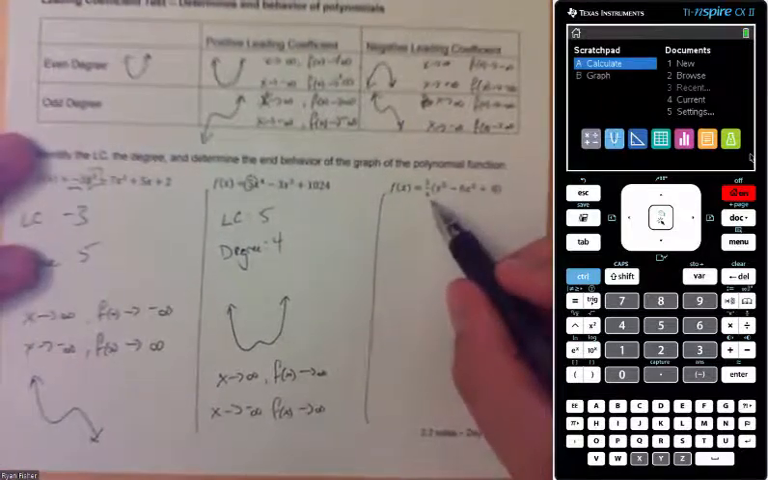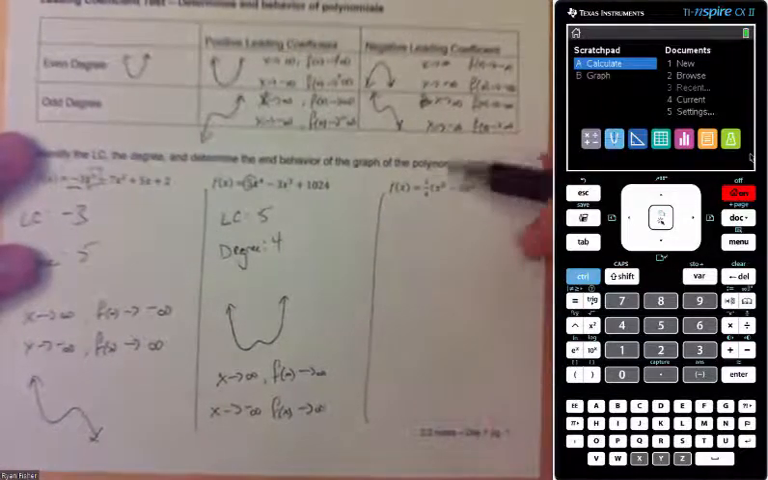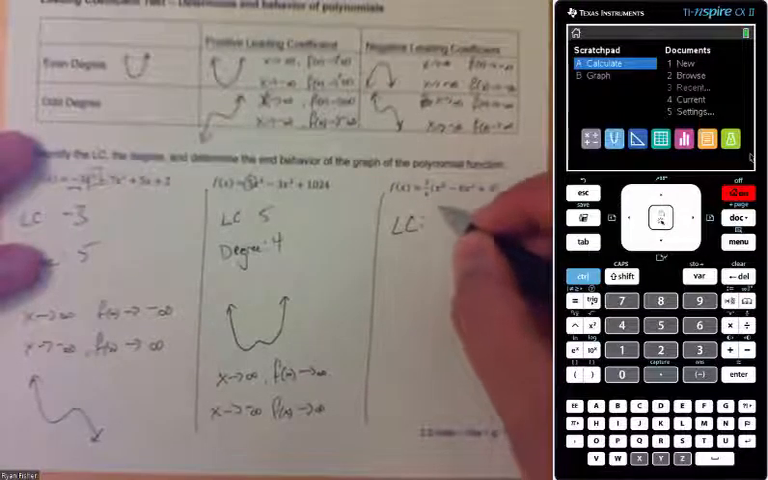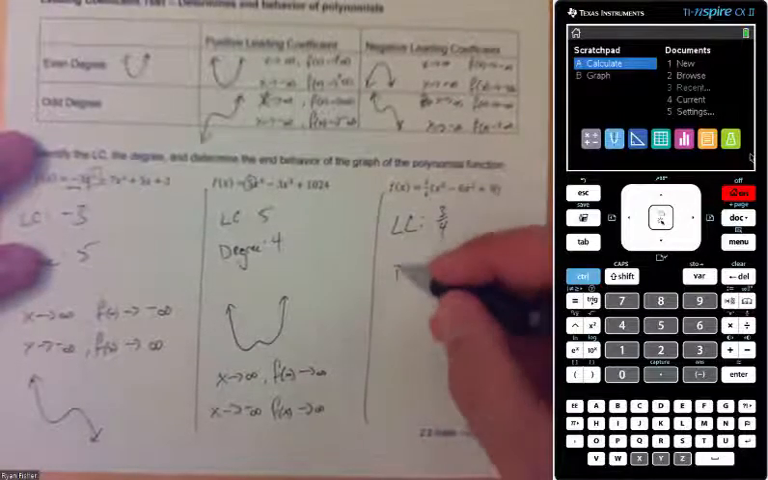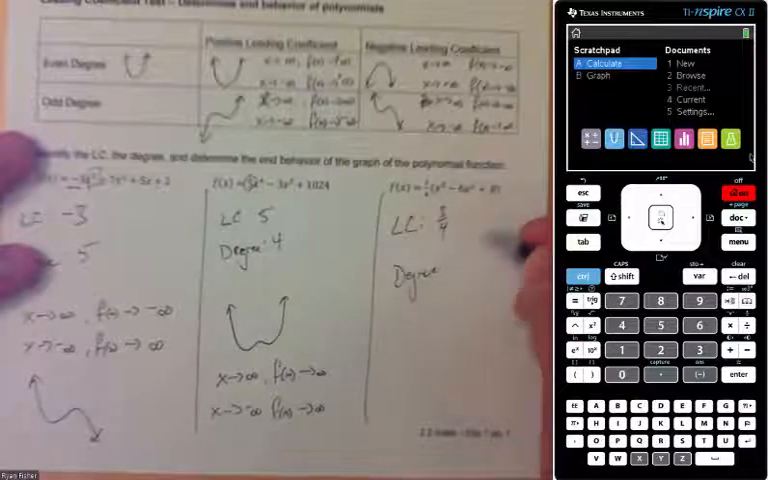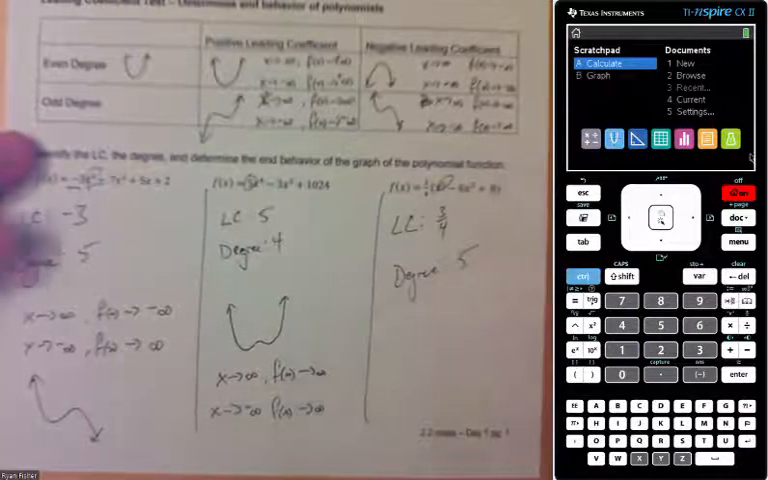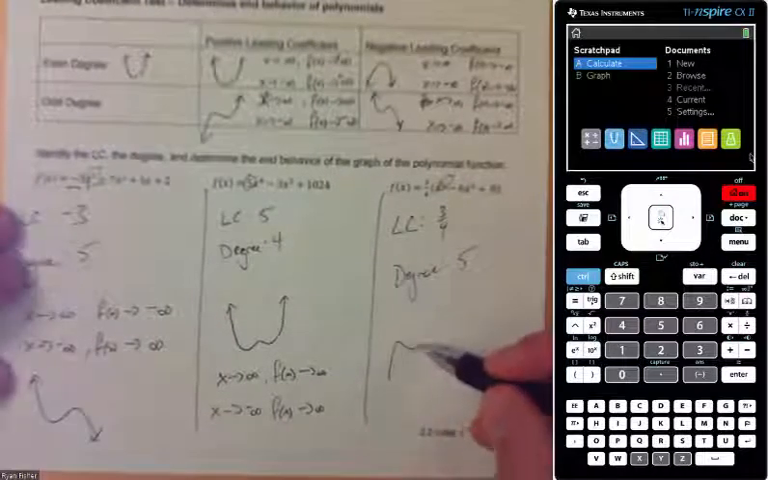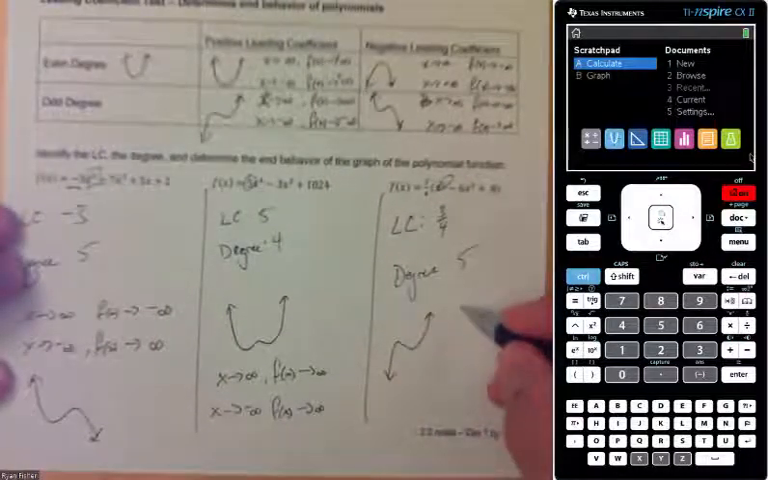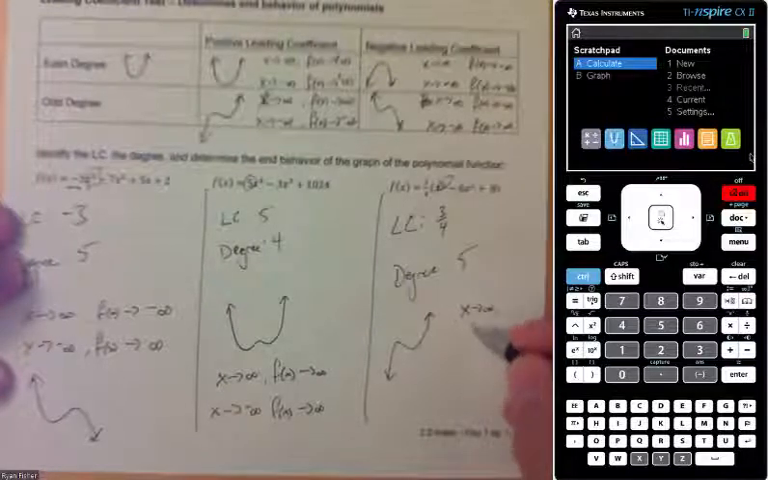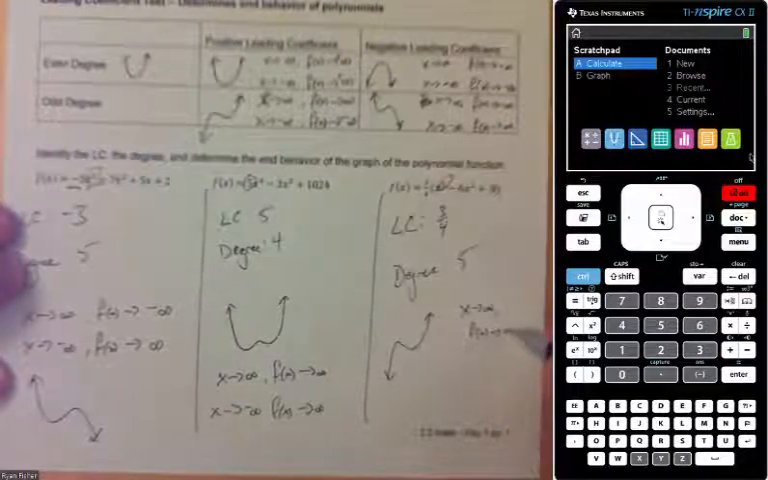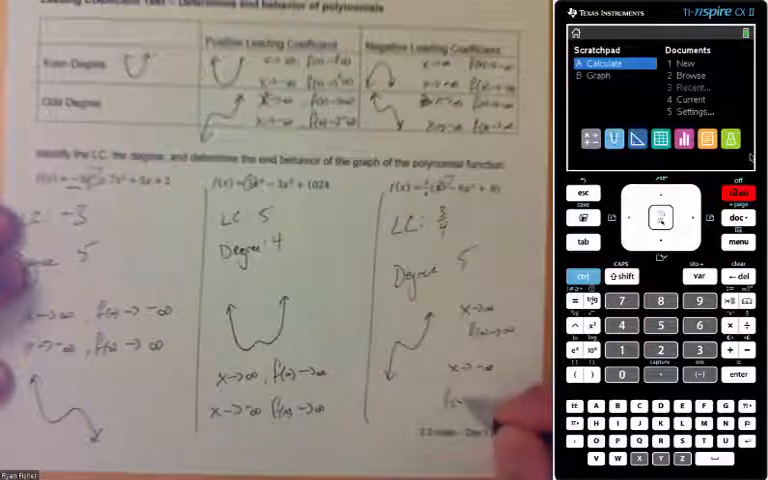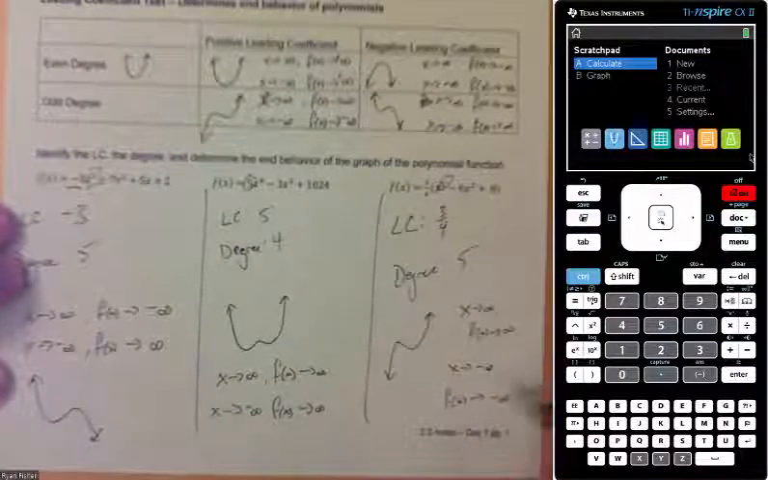Lastly, what's the leading coefficient here? That's what I get if I distribute this 3/4 to everything. It's 3/4. The degree is 5. So this is odd degree with positive leading coefficient. So that, again, has to look something like this. As x tends to infinity, f of x also tends to infinity, and as x tends to minus infinity, the output tends to minus infinity as well, tends to go down.